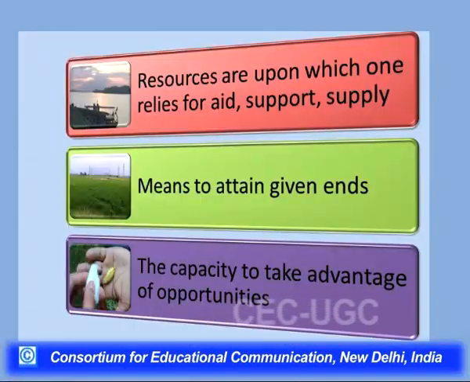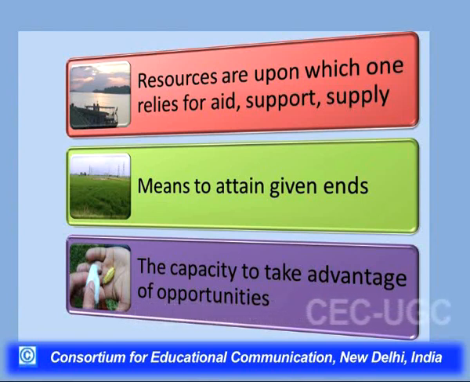This is a resource. So, when we talk of a resource, resources are that upon which one relies for aid, support and supply to attain a given end. We rely on aid and support to fulfill human needs as well as wants, to attain a given end. The given end is satisfaction. Satisfaction in terms of maybe agriculture production, infrastructure development, economic growth, economic development or sustainable development.